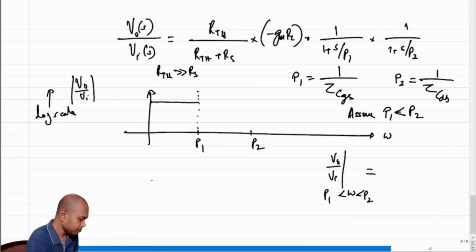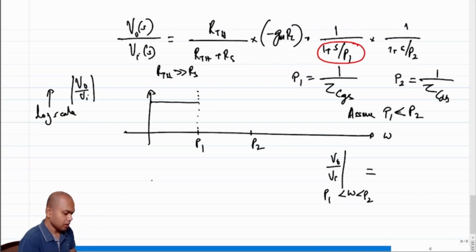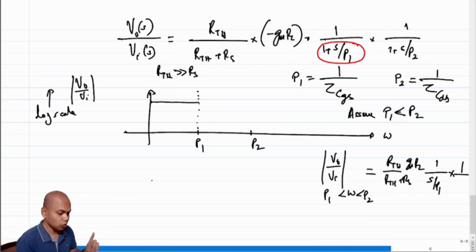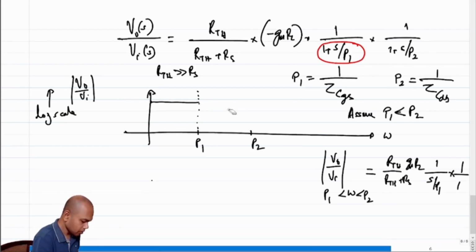So what we are essentially saying is that in this case omega is greater than P1, which means the S by P1 term will dominate using Bode approximation. So this becomes RTH by RTH plus RS, and if I am doing mod, then times GM times RL, then 1 by S by P1 times 1 by 1 plus S by P2. But in this case omega is less than P2, so using Bode approximation I am neglecting the S by P2 term. So essentially it still is a 20 dB per decade roll off, similar to what we had earlier.